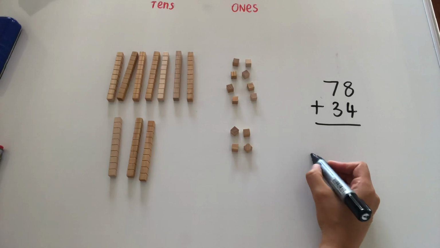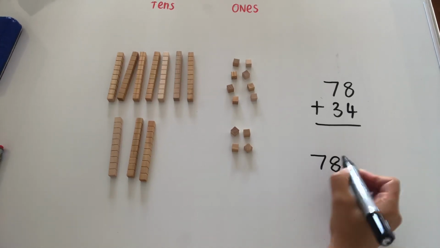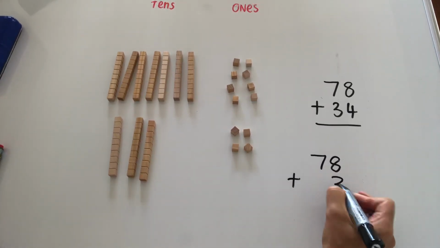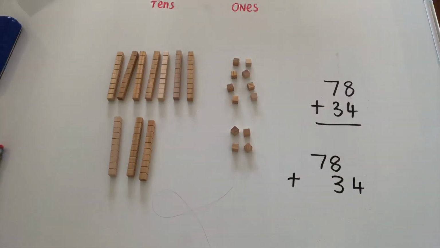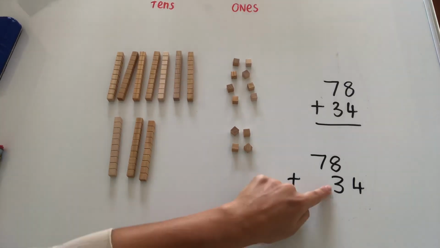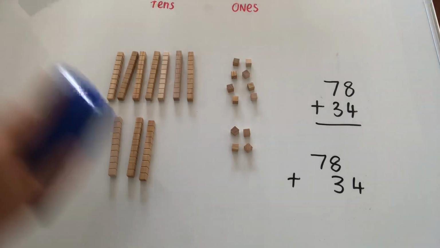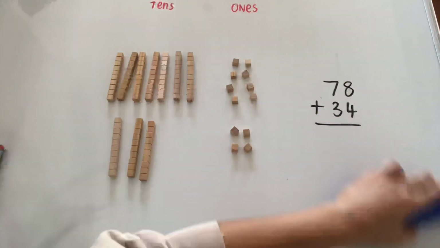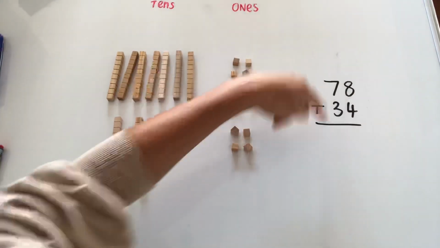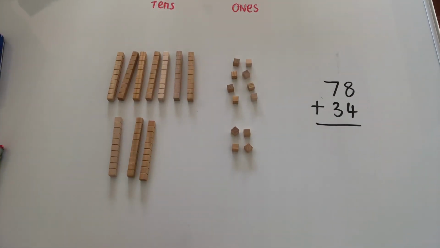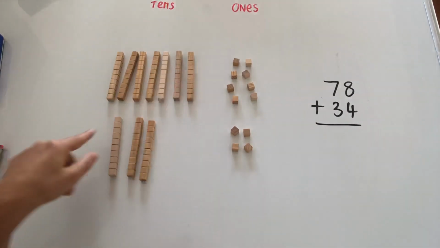I'm not writing it out like this, 78 add 34, because my ones column is not in line. I've got my ones in the top number in line with my tens in the other number. Setting your equation out like this will lead to an incorrect answer. So our first and most important step is to make sure all our place value columns line up. So we've got 78 add 34.